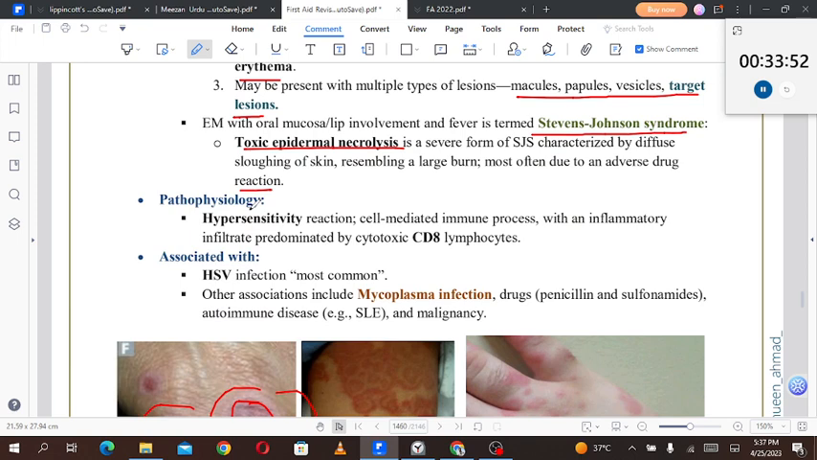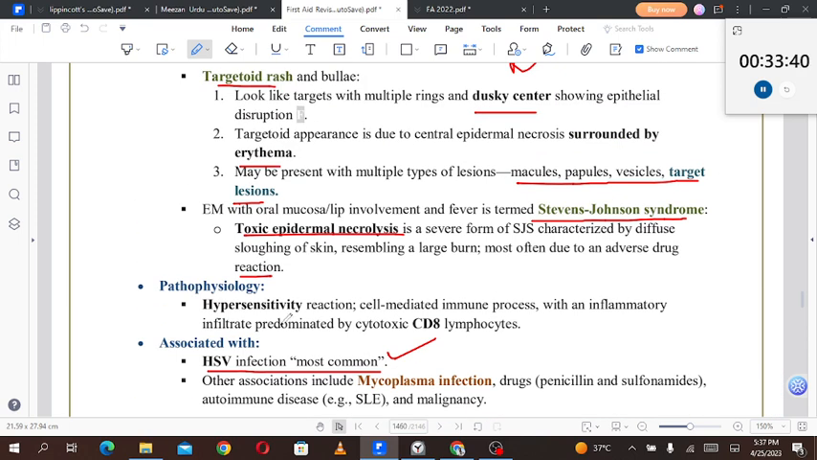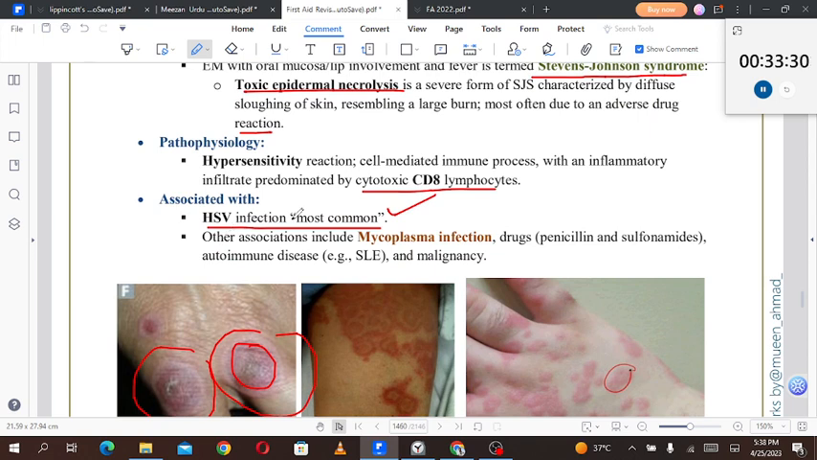Okay, pathophysiology. Herpes simplex virus infection is causing the erythema multiforme. That is the most common cause. So these are target lesions. That's a good one. These are target lesions, erythema multiforme, and they are caused by the herpes simplex virus. Pathophysiology: hypersensitivity reaction, a cell-mediated immune process with an inflammatory infiltrate predominantly of cytotoxic CD8 lymphocytes associated with HSV infection, which is most common. Other associations include mycoplasma infection, drugs such as penicillins and sulfonamides, autoimmune disease, for example systemic lupus erythematosus, and malignancy.